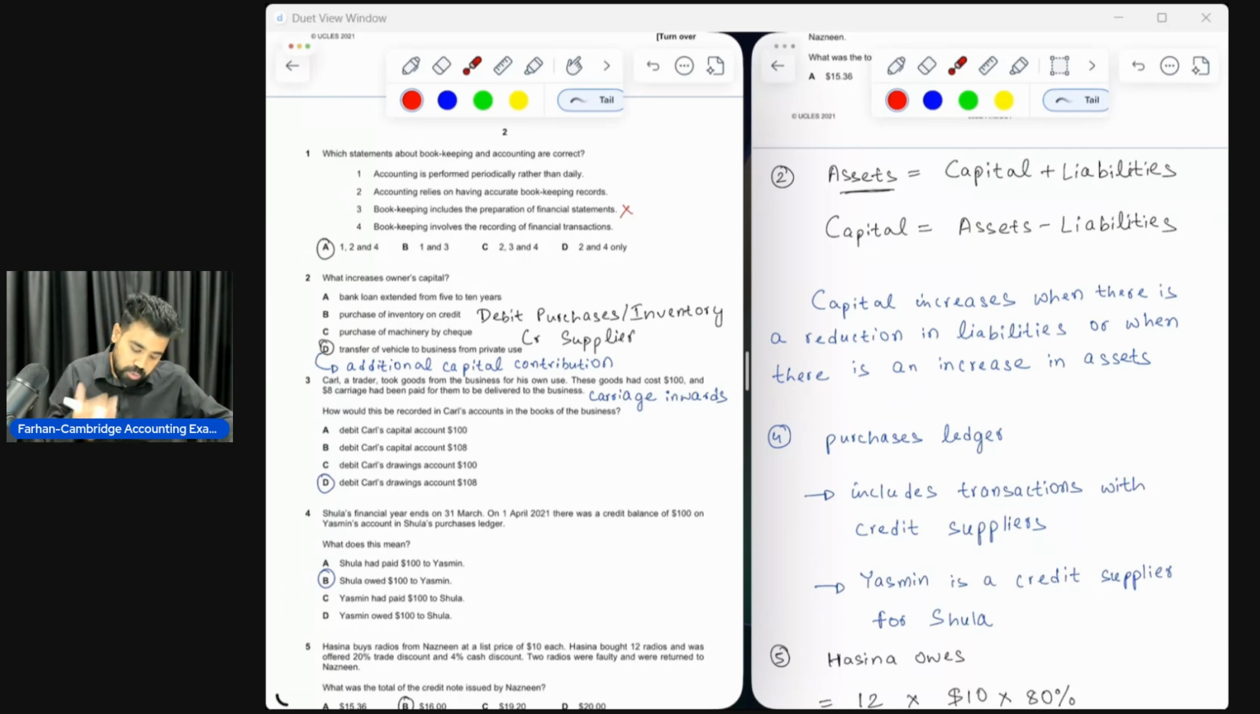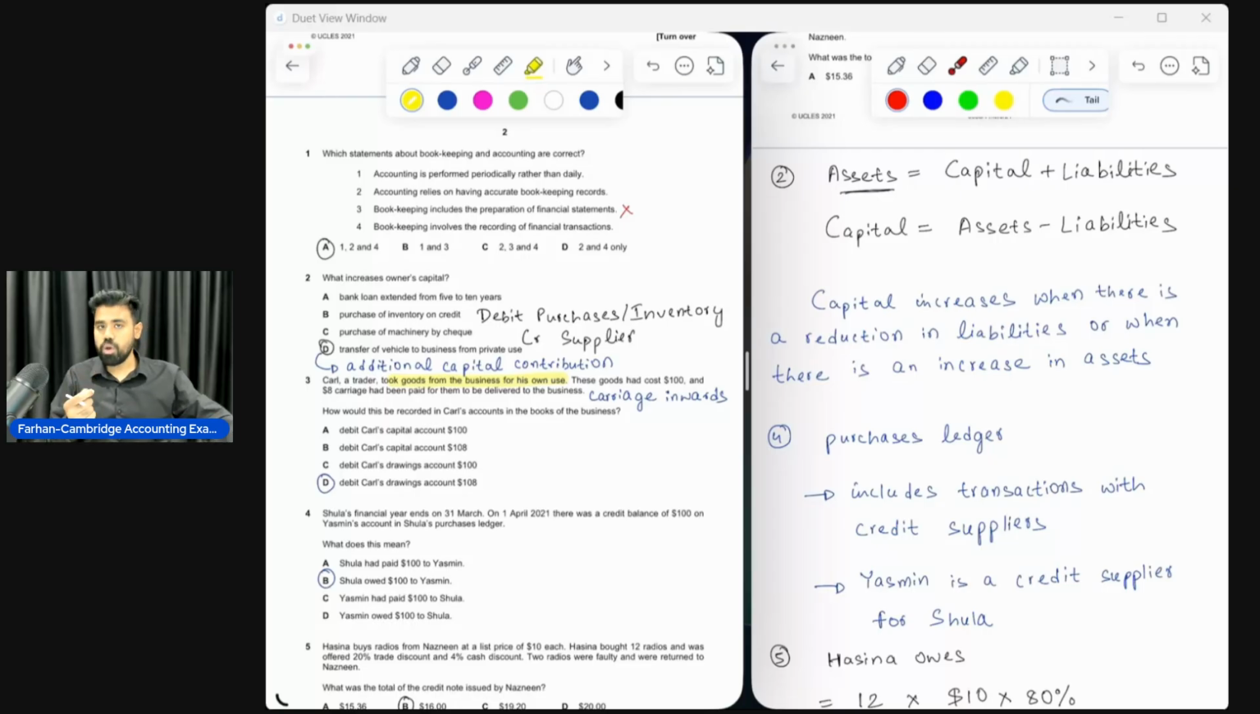But how would this be recorded in Carl's accounts in the books of the business? We understand that Carl took some inventory from the business for personal use. So what is the actual amount of inventory that we had lost from the business, inclusive of the carriage, which should be added as part of the cost of goods sold? It is 100 plus 8, that is $108, right?